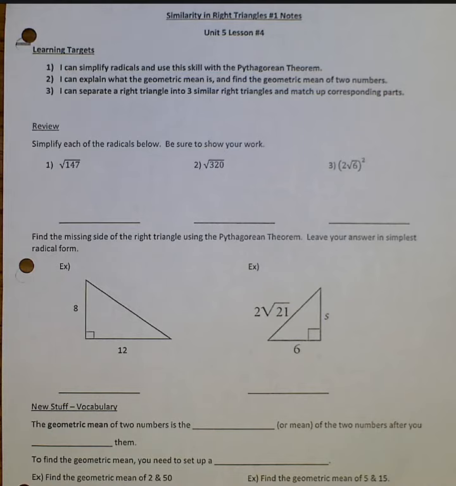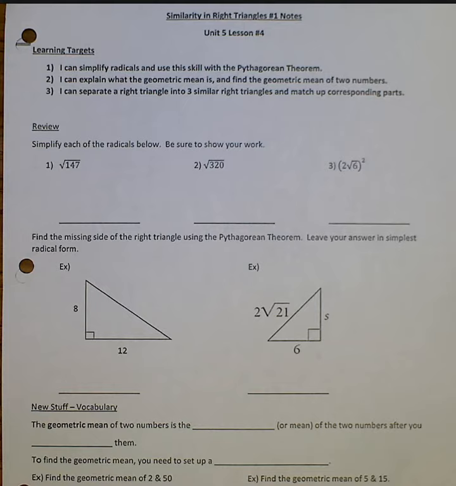Today we're going to look at similarity in right triangles. In this video, you should be able to simplify radicals and use the skills of the Pythagorean theorem. You should be able to explain what the geometric mean is and find the geometric mean of two numbers. And you should be able to separate the right triangles into three similar right triangles and match up the corresponding parts. Okay, so let's review a little bit simplifying radicals.